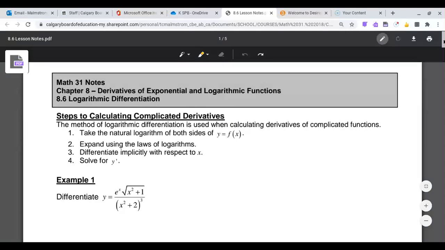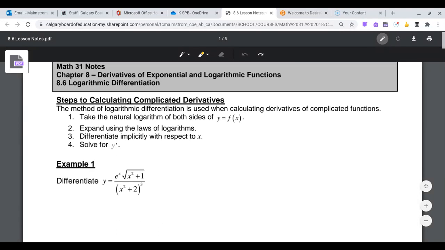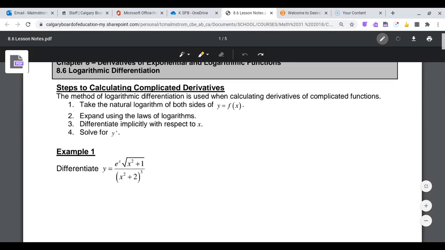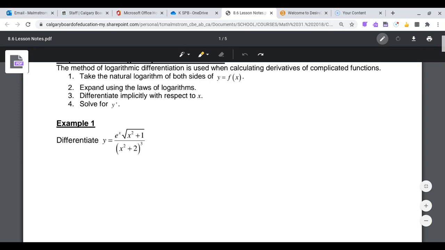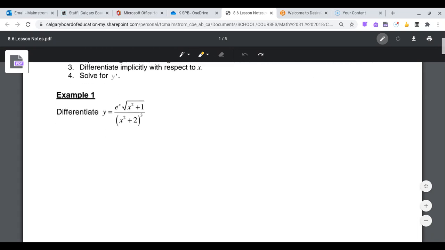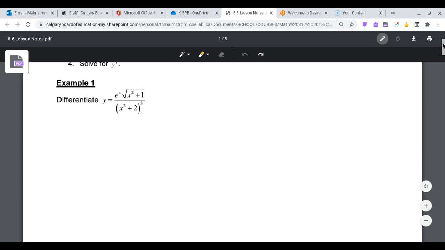What we do is we take the natural log of both sides of your function. So don't just do it on the right, but you have to do it on the left as well. Expand using your laws of logarithms, and then you're going to differentiate implicitly with respect to x, and then just isolate for y prime. All right, so what does that look like?